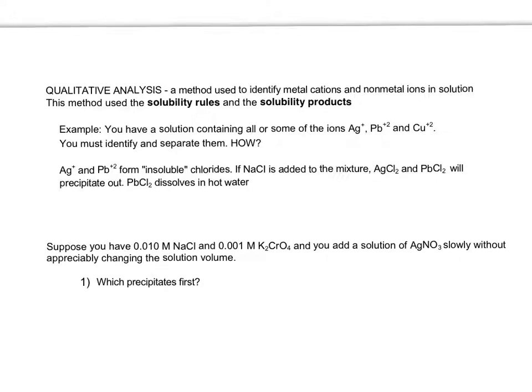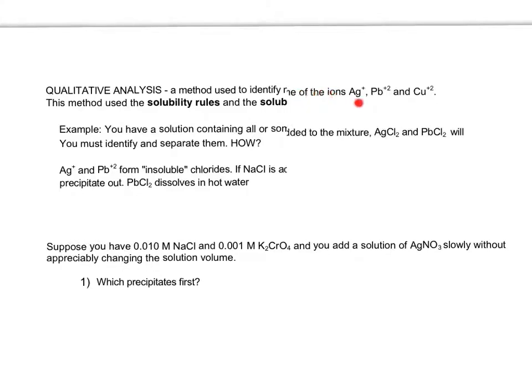So, for example, let's say that you have a solution that contains Ag+, Pb2+, and Cu2+, and you want to separate them, or you even just want to know whether all three of these exist in your solution. So how would you go about doing that? Well, we know that silver chloride and lead chloride are insoluble or sparingly soluble. So a good way to separate these two from the copper 2+ would be to add a source of chloride, like maybe HCl or NaCl.